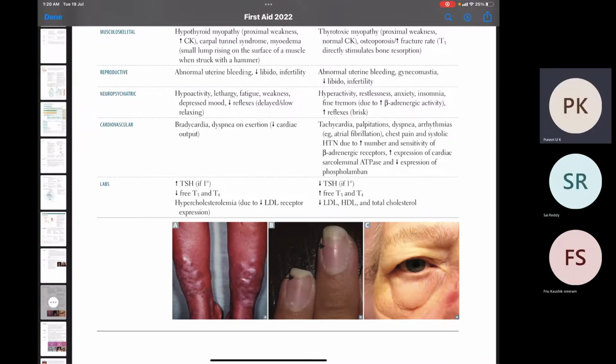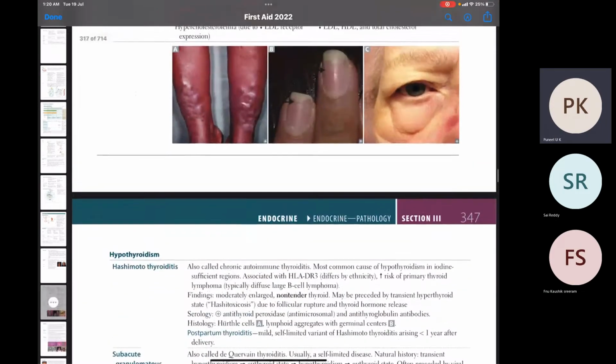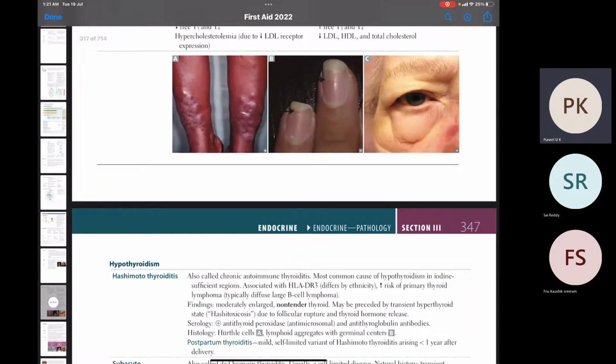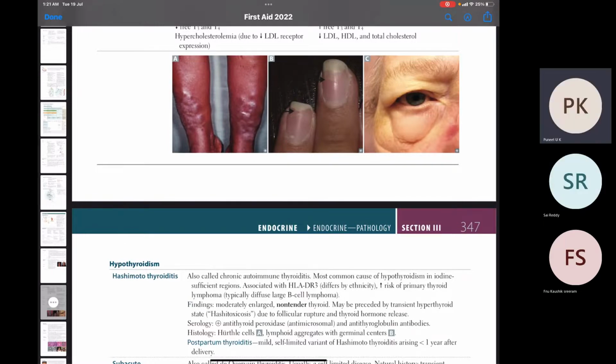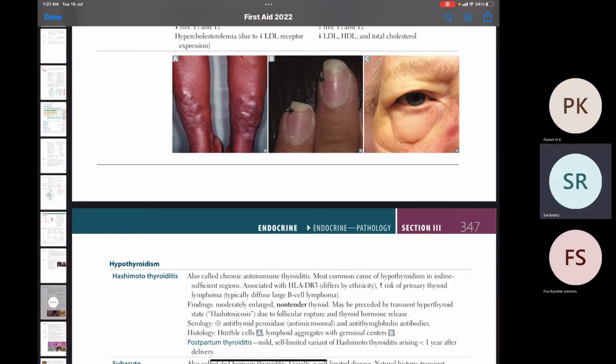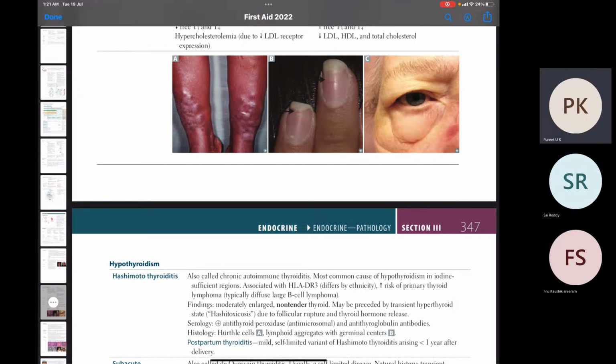What is the problem in Hashimoto's? Basically, you have autoantibodies, with lymphocytic infiltration. So, will removing the thyroid gland help? Exactly, so you don't do surgery. Remember, in histology you see Hürthle cells, along with lymphoid aggregates.